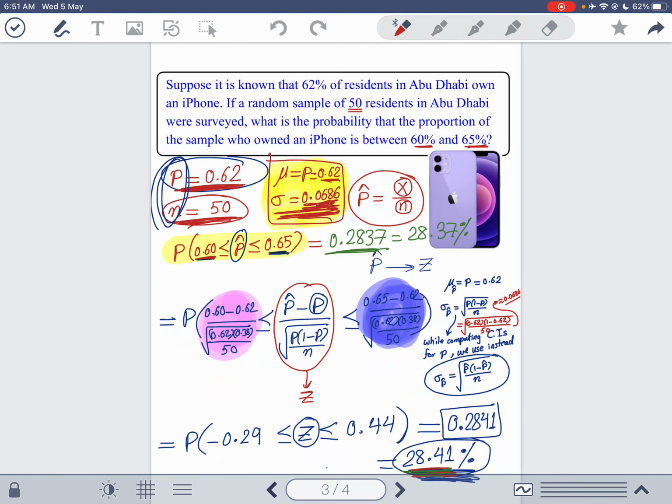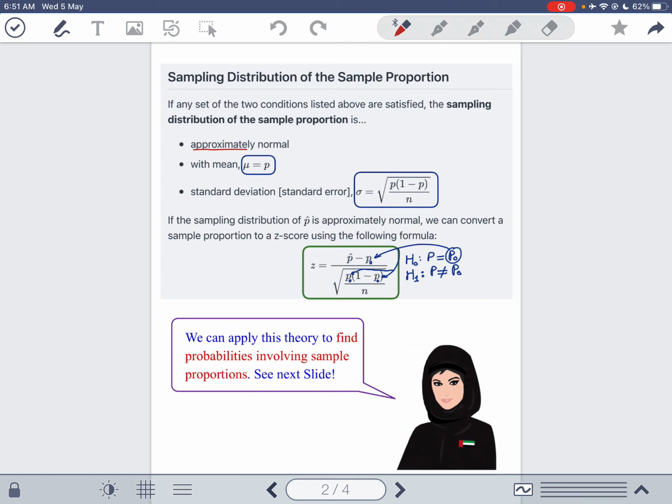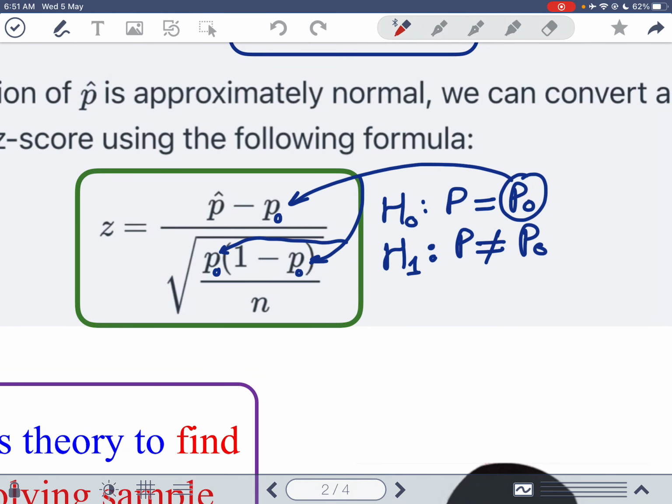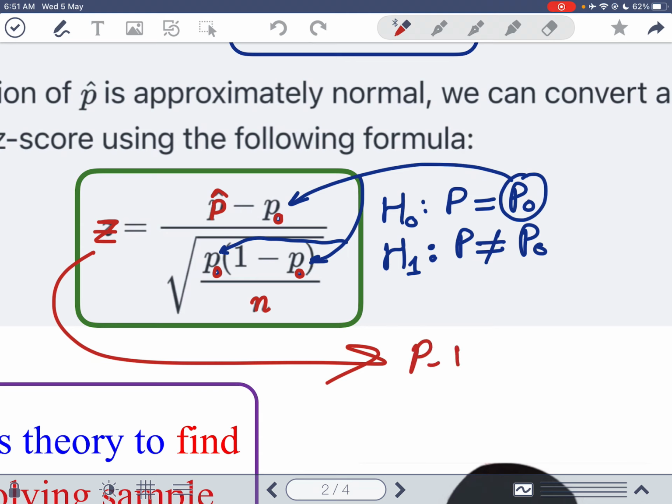And I told you for hypothesis testing, the only thing you'll do is put the p0 here and the p hat you got from your sample and your sample size. This will give you the z statistic that will give you the p-value so that you can test the hypothesis, just like we did for testing hypotheses of the population mean.